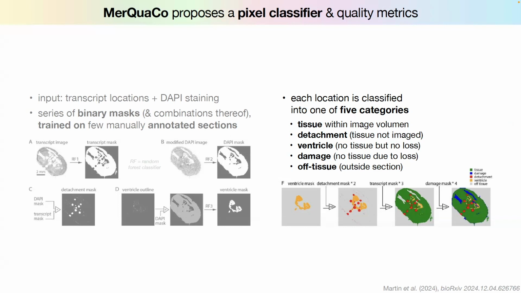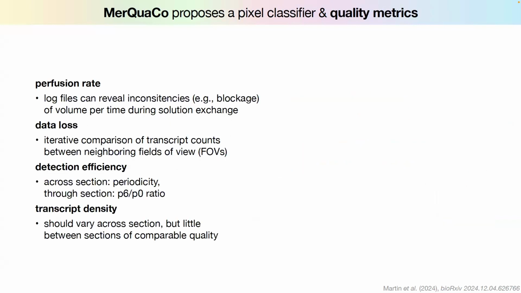In this paper, they also propose a bunch of other metrics, and I'm not going to go through all of them. I just want to mention them. So one is the log file the machine usually gives you, where you can look at whether the flow was continuous or if there was any blockage. Then data loss: by comparing every pixel or field of view to its neighbors, you can see if there are really bad locations in your tissue. Then the detection efficiency, one across the section and the other across the Z stack, so in three dimensions, if there are differences. And finally, the transcript density.